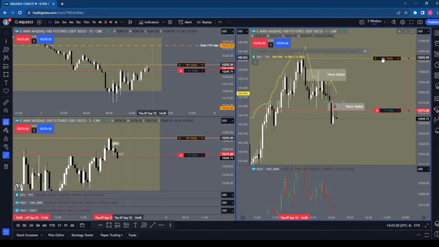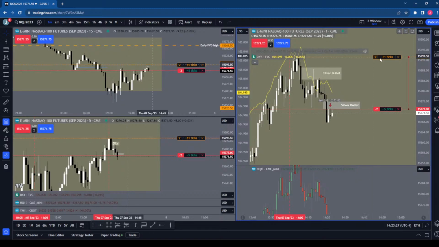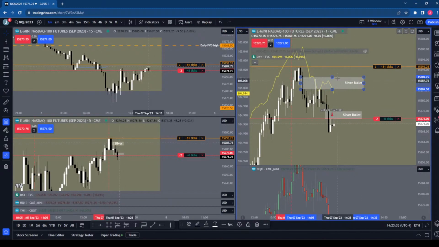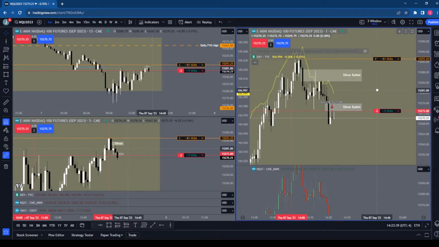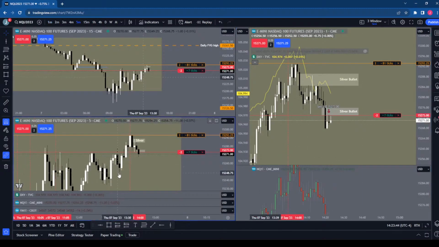I know this is a really, really large stop, but I could see us, I would allow for a retracement up back to this original silver bullet entry before changing my bias, especially since on the 5 minute we haven't really taken any significant liquidity.